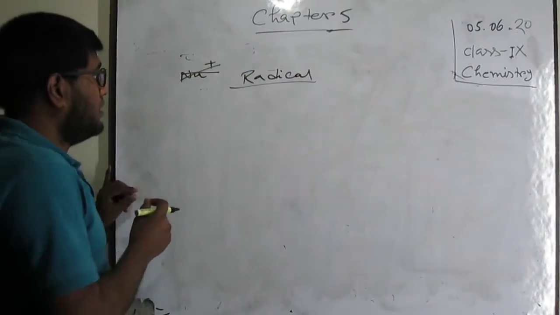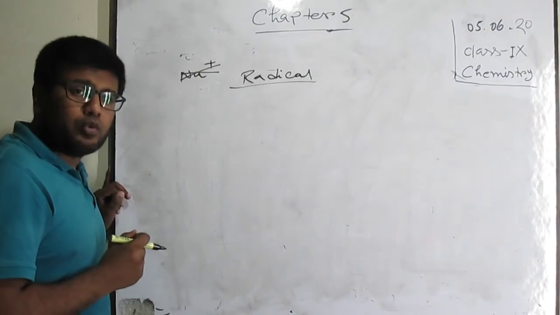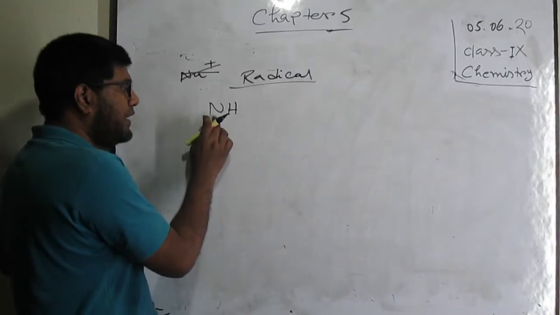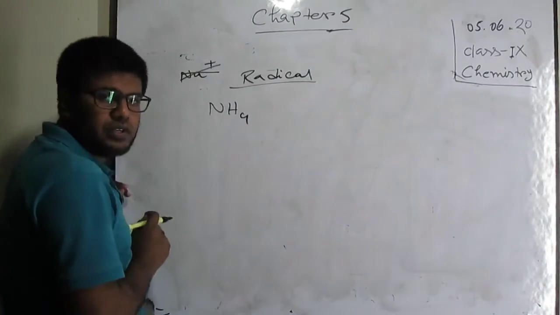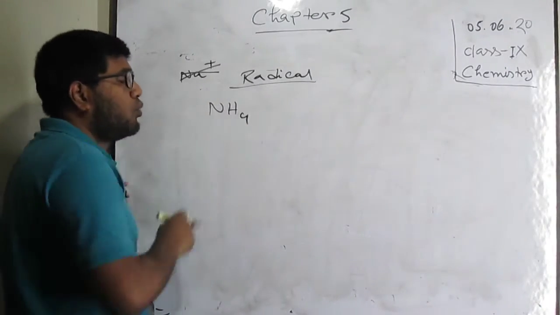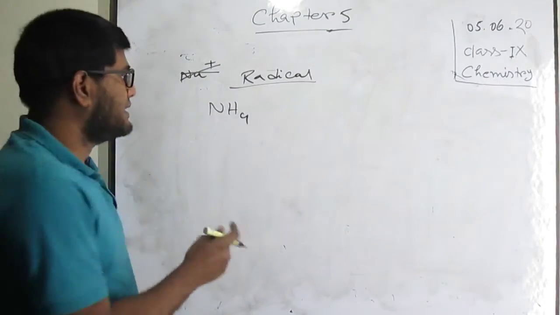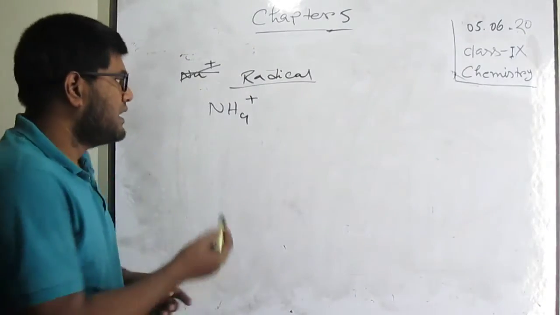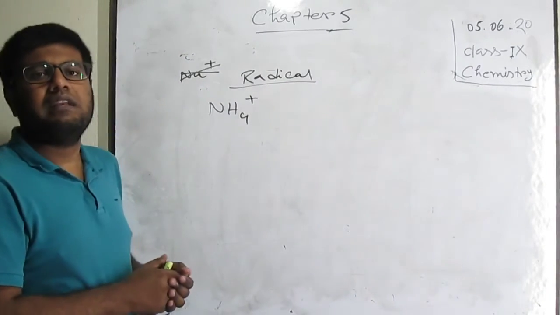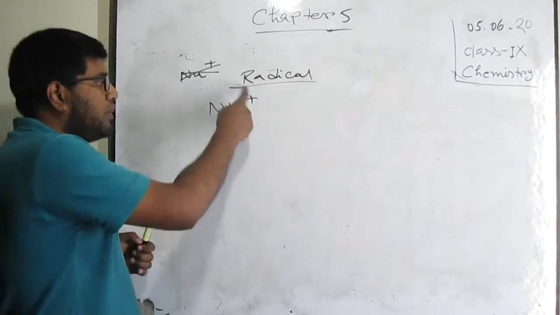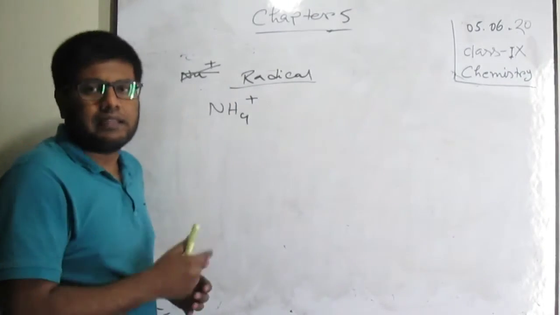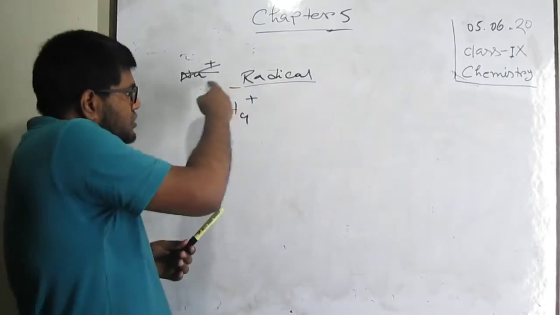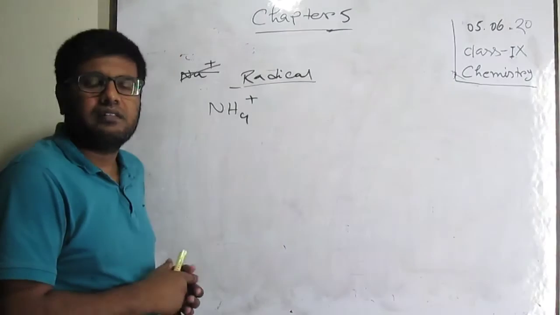What is a radical? Radical means when a group of atoms, suppose nitrogen and hydrogen, here one atom of nitrogen and 4 atoms of hydrogen, work like a single atom, and it has a charge. It is in a charged condition. That means it may be positively charged or it may be negatively charged. So when a group of atoms works like a single atom and it has a charge, positive or negative, then this total combination is called a radical.